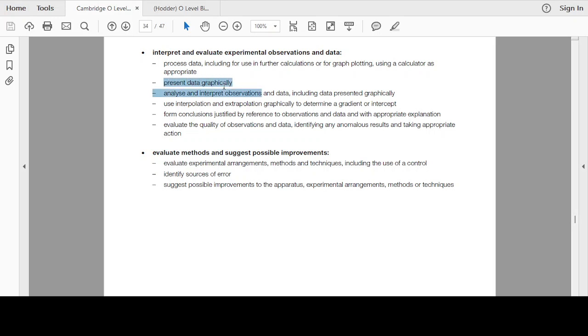Present data graphically, so you should be able to do that. Analyze, interpret observations and data, including data presented graphically. So you talked about that. Use interpolation and extrapolation graphically to determine a gradient or intercept.